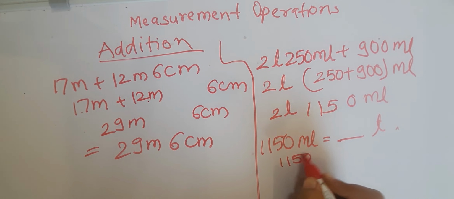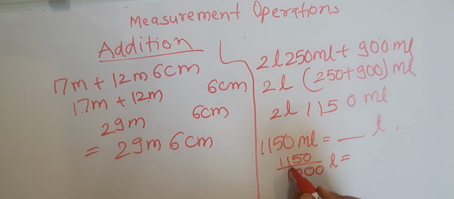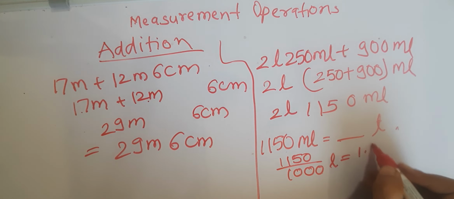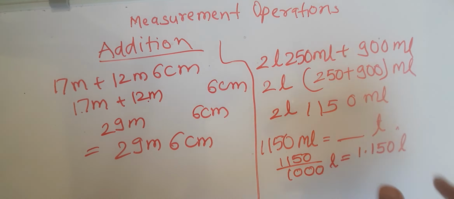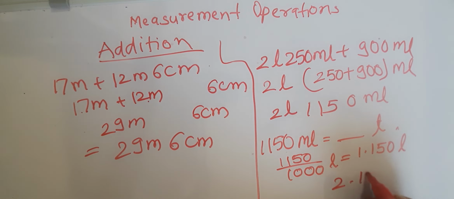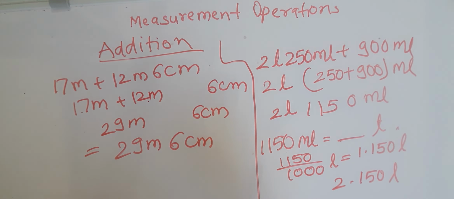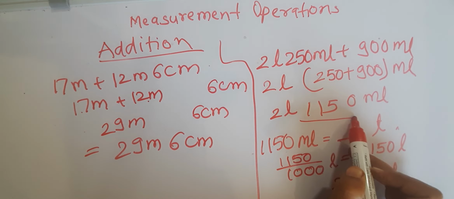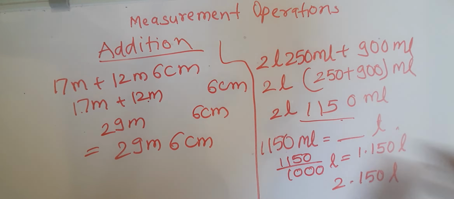1150 divided by 1000 will be liter, and as it is divided by 1000, 3 zeros, so it will be 1.150 liter. We already have 2 liter here and here 1.150. If we add this together, we'll get 2.150 liter. Okay, this is one way you can solve the problem. You can add the liters separately, add the milliliters separately, and if the milliliter value is bigger than 1000, we can convert it into a liter and then perform the addition operation.